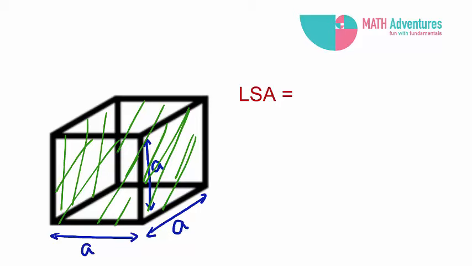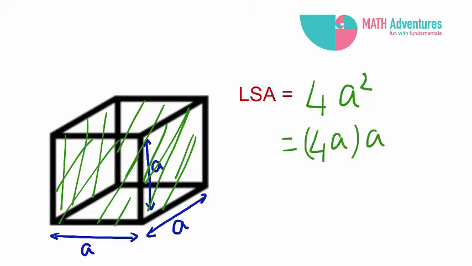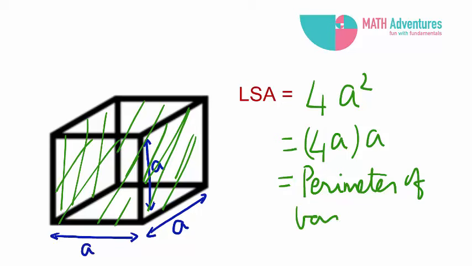If the side of the square is A, then the area of each wall is A square. And we have four such walls. So the lateral surface area is nothing but 4A square. Can I write this as 4 times A into A, which is nothing but the perimeter of base into height? The base is a square. Can you now recognize a formula to find the LSA of a cube?